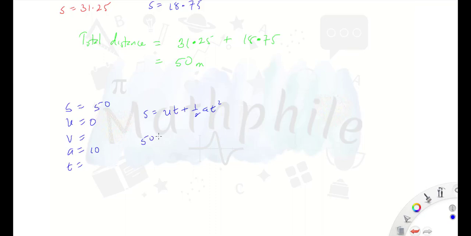So 50 is equal to 0 plus 5, because A is 10, times T squared. So T squared is 10, and T is equal to the square root of 10. Approximately, what would this be? 3.1623.